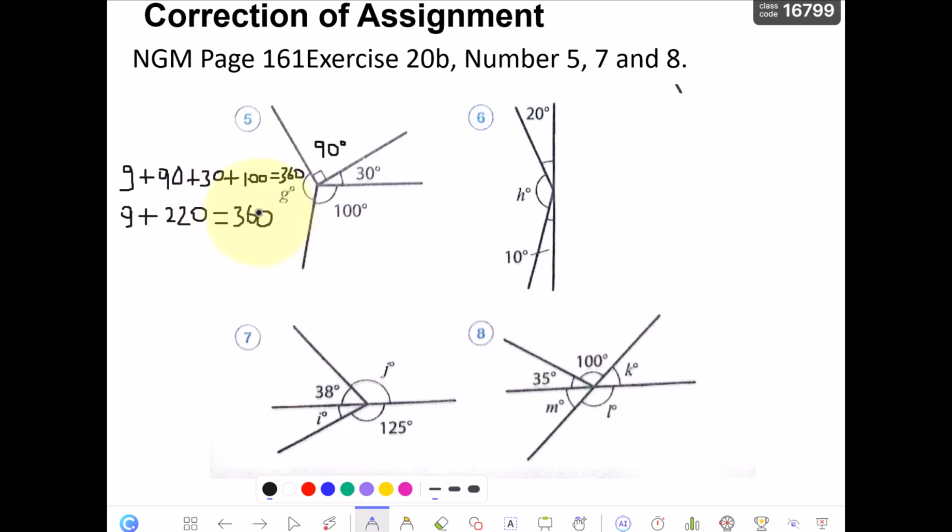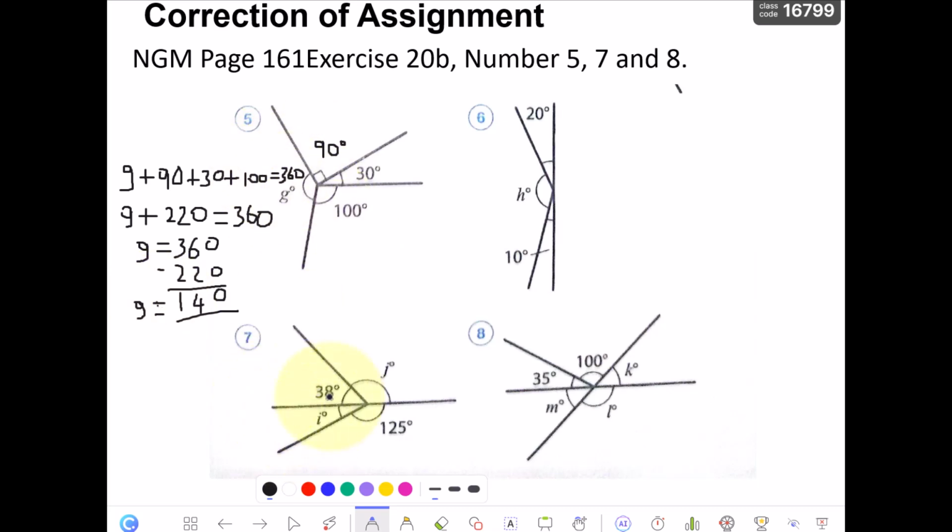Then by the time you collect your like terms, you are going to do 360 minus 220. You are collecting like terms, so it's going to give us what? This will be 0. This will be 6 minus 2, this will be 4. Then 3 minus 2, this will be 1. So that is going to give us 140. So G is equal to 140. So that is how we got number 5.